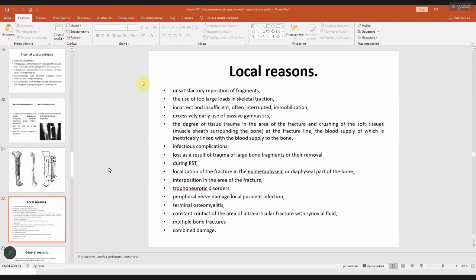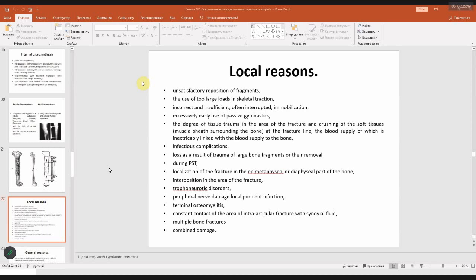Unstable fixation, incorrect reposition of fragments, the use of too large a load in skeleton traction, incorrect and insufficient, often interrupted immobilization.